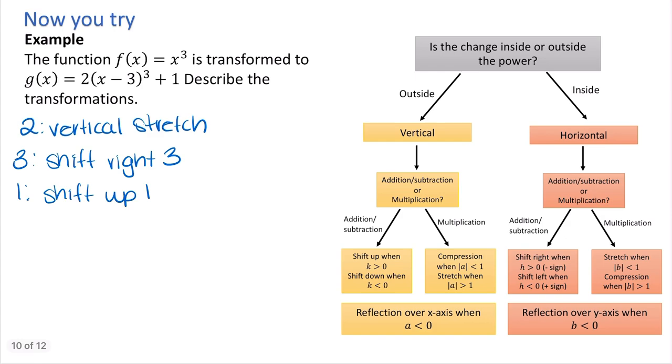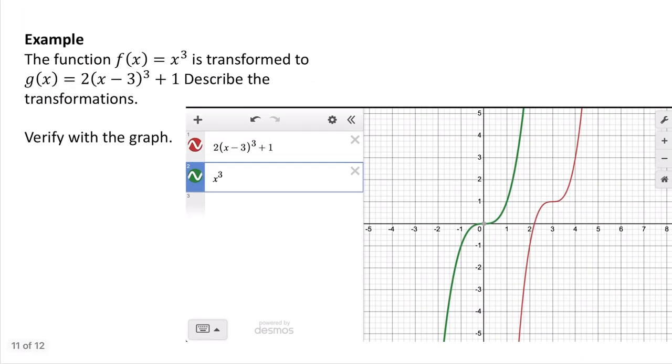You can see here we have 3 new values that have been added in, right? We have this 2, we have this 3, which is a minus 3, and we have this plus 1. Based on the position of these values, you can see that the 2 creates a vertical stretch, minus 3 is shifted right 3, and plus 1 is shifted up 1. If we graph in Desmos, you can see in fact that the transformed function, which is in red, has been vertically stretched, shifted to the right 3, and it is shifted up 1.